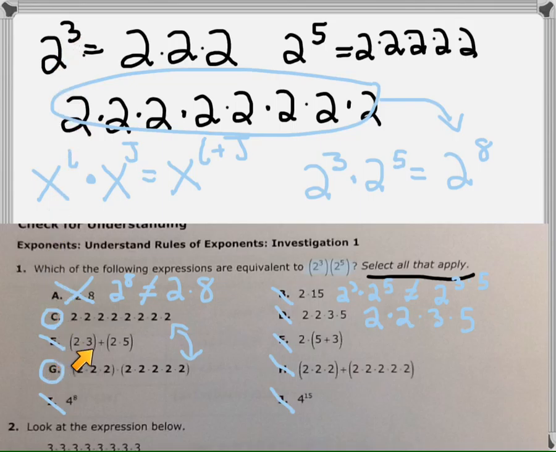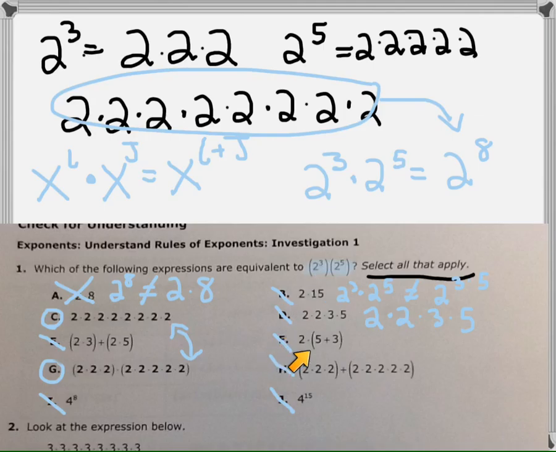E is 2 times 3 plus 2 times 5. There's two major things wrong with this. Once again, instead of multiplying 2 by itself 3 times, they tried to multiply 2 times 3, and they added the two quantities together, which, when there's no sign in between, implies multiplication.